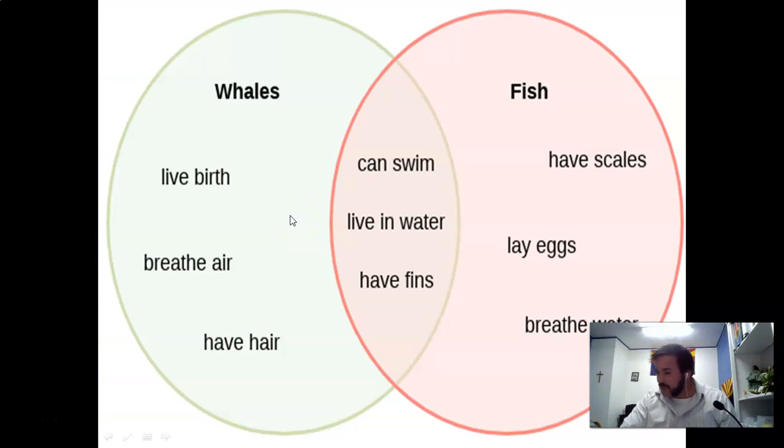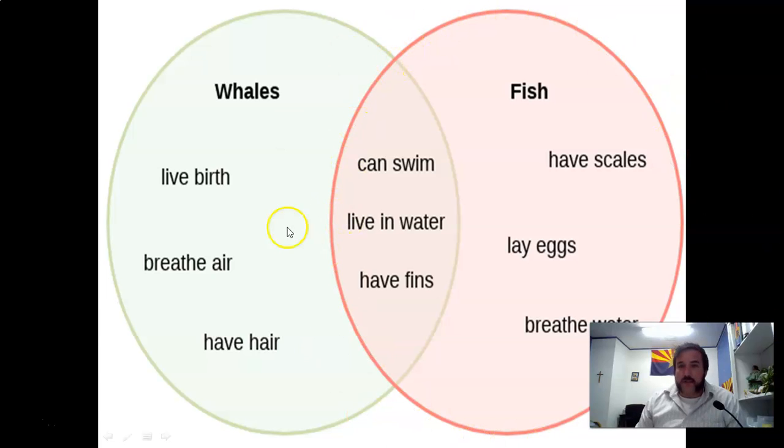So your assignment is going to be a Venn diagram. It is not on fish and whales, but I want to review what a Venn diagram is. If you remember, this circle talks all about whales. This circle talks all about fish. I know we did Venn diagrams way back in August, the beginning of science, but if you notice, this circle concentrates only on whales. They have live birth, they breathe air, and they have hair. Believe it or not, whales have hair. And they have lungs, that's why they're mammals.